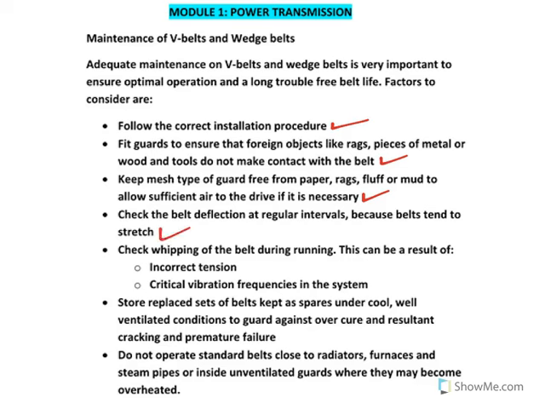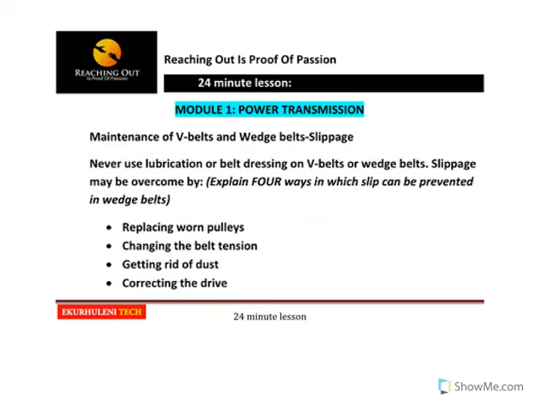Check whipping of the belt during running. This can result in incorrect tensioning and critical vibration frequencies in the system. Store replaced sets of belt kept as spares under cool, well-ventilated conditions to guard against overcure and resultant cracking and premature failure. Do not operate standard belts close to radiators, furnaces, and steam pipes, or inside unventilated guards where they may become overheated. Those are factors that you must consider.